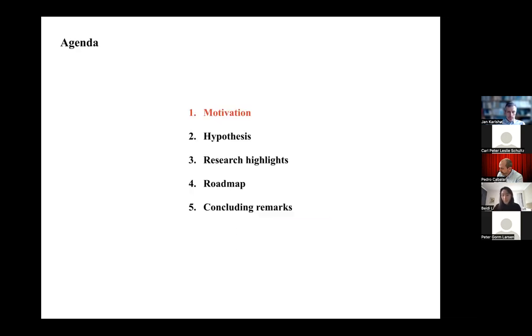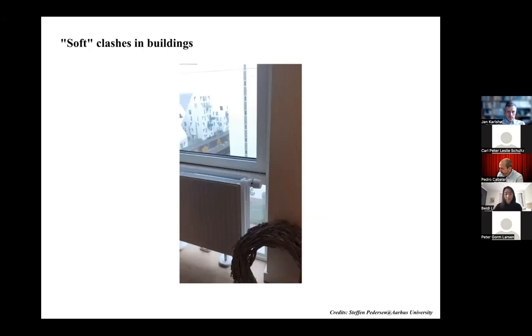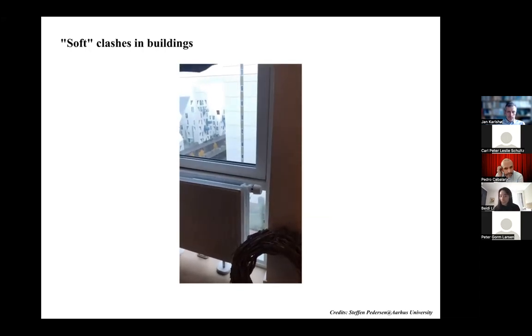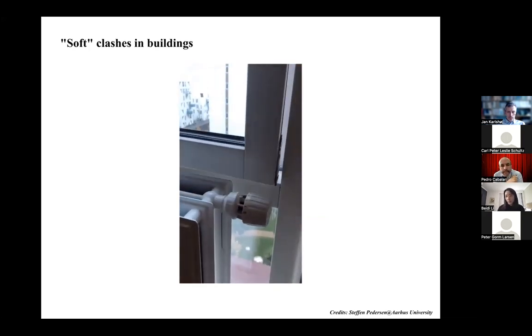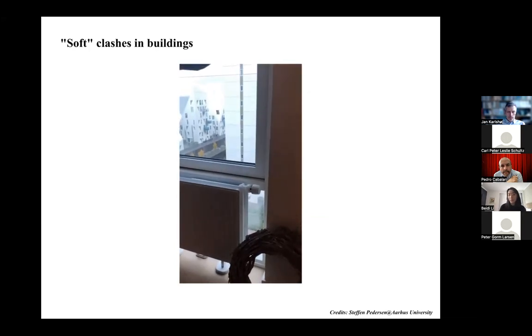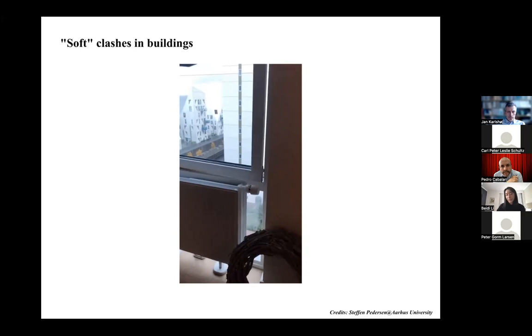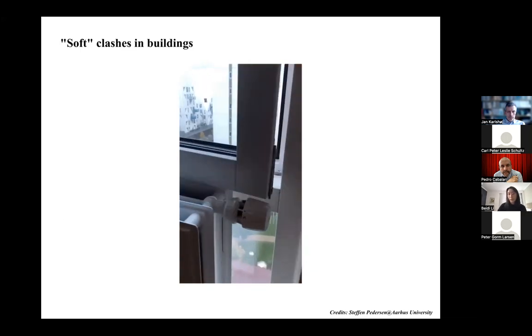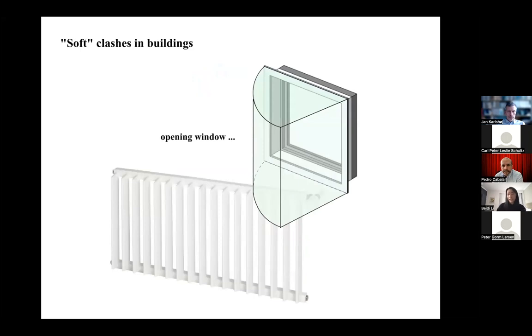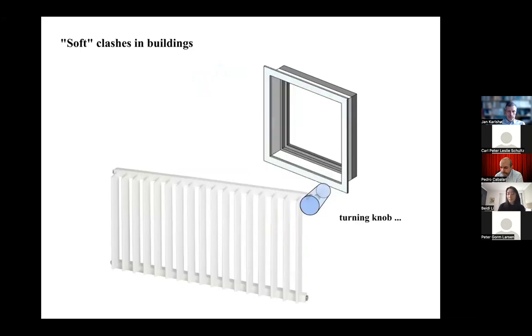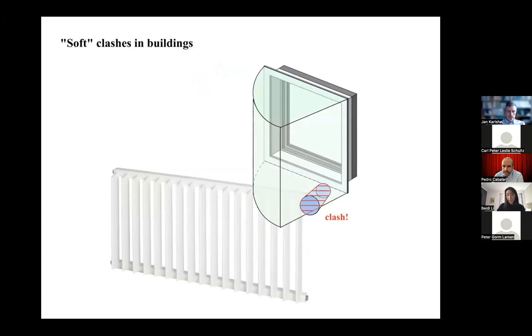First, a motivation of why this research topic is relevant and interesting. As you can see in this video, is this video playing? Yeah, so you have a window, but when you open this window, it clashes into a radiator. Schematically, we have a window and a radiator, and when the window is opened or closed, it spans over a quarter of a cylinder. A person also needs some clearances around the radiator knob to turn it on or off. But those two spaces clash.